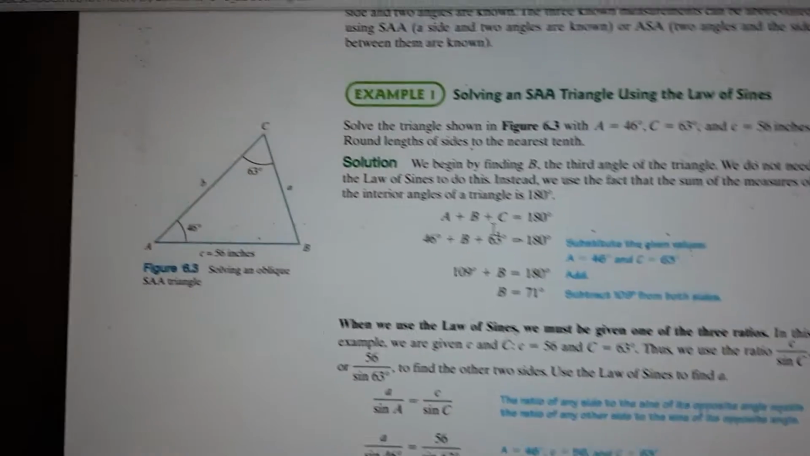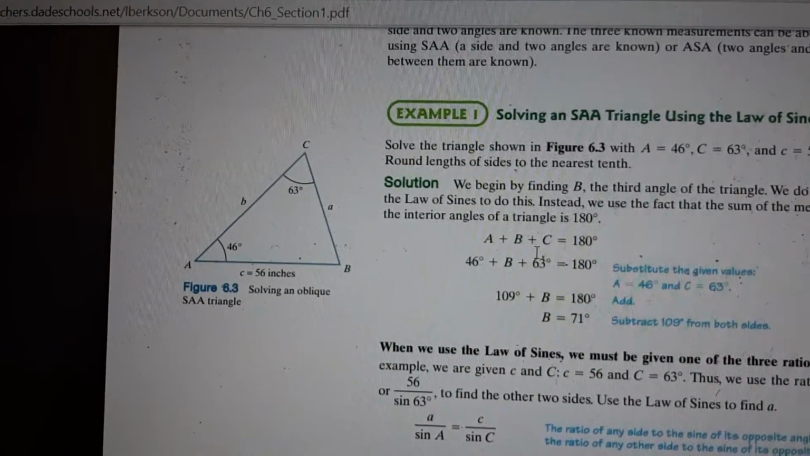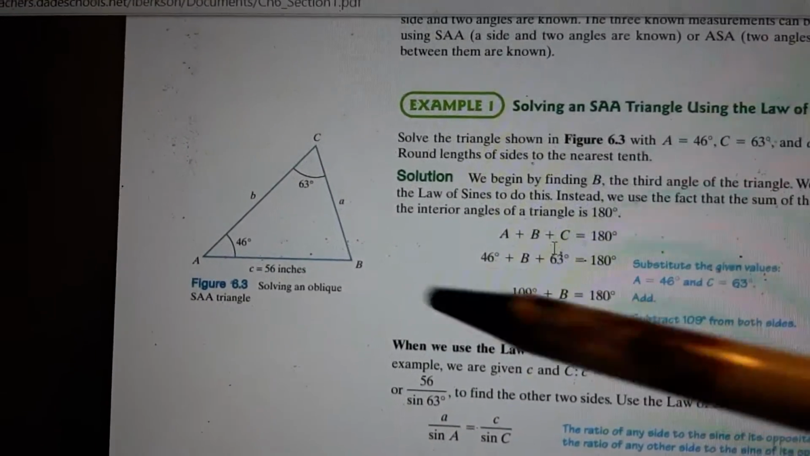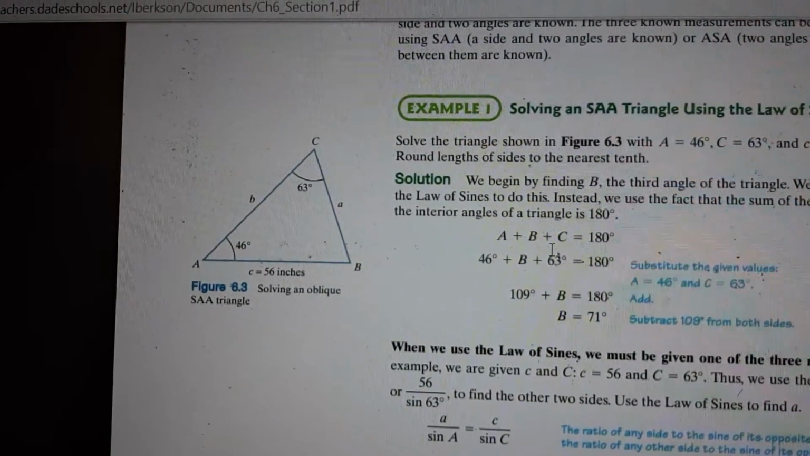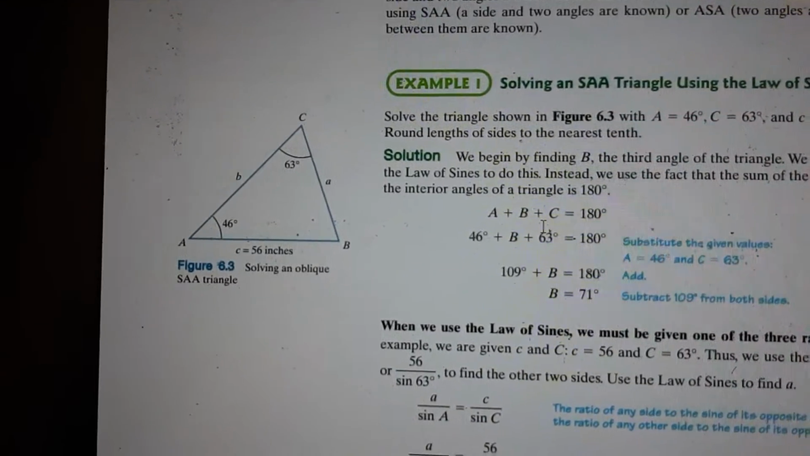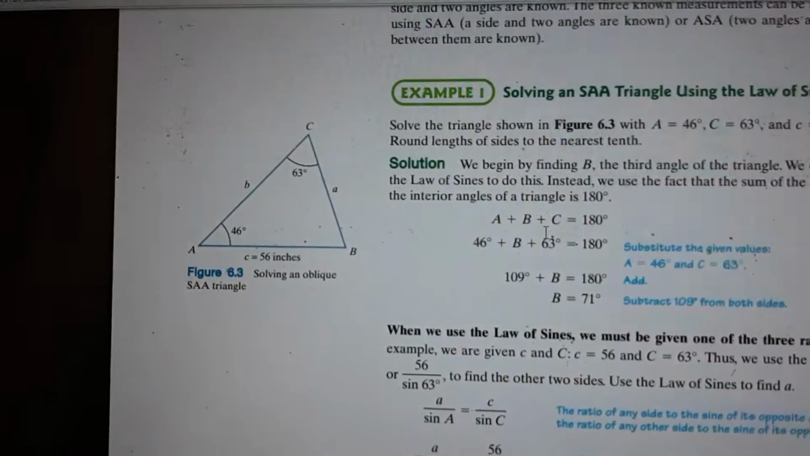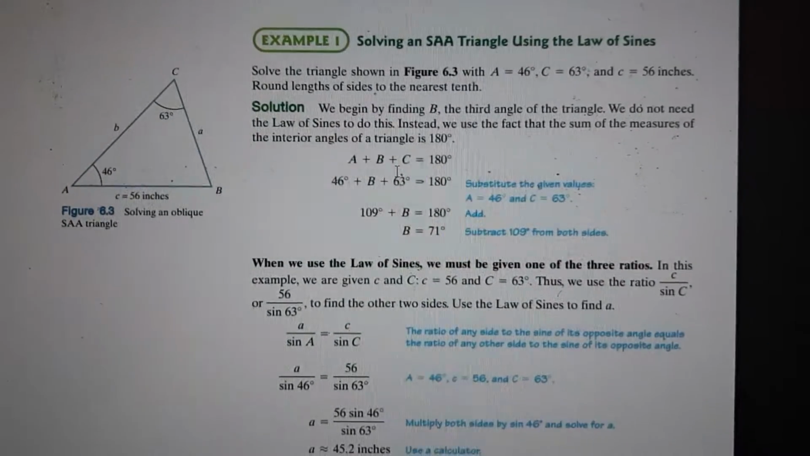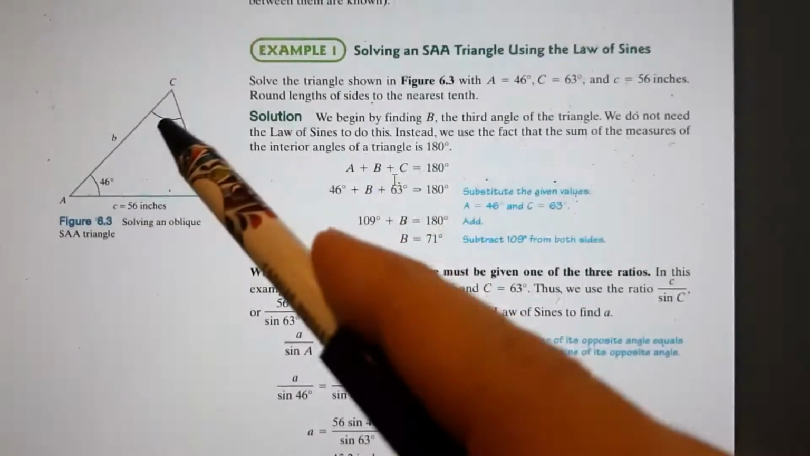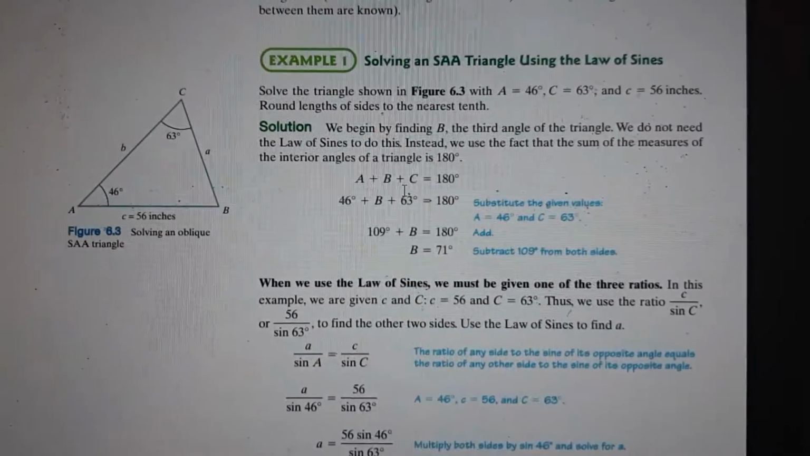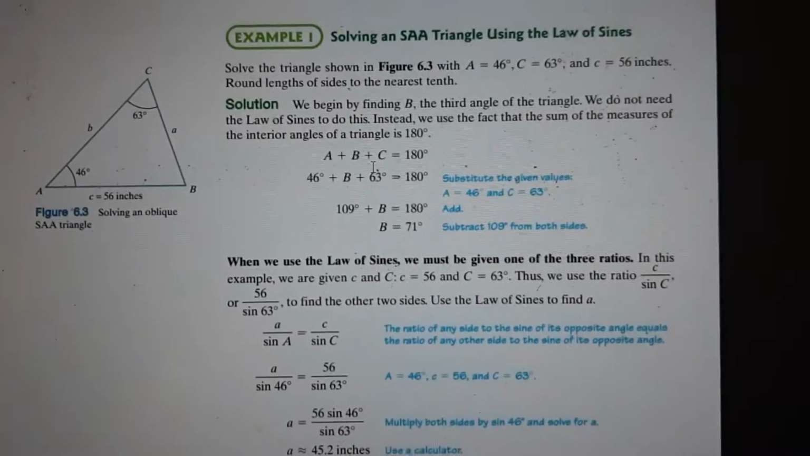We are given two angles, 63 degrees and 46 degrees, and we are given only one side, which in this case is 56 inches. Therefore, what are we looking for? We are trying to find one angle and two sides. That is what we have to do. And how do we do that? Well, if we have two angles, we should always begin by finding that third angle, that very important angle.